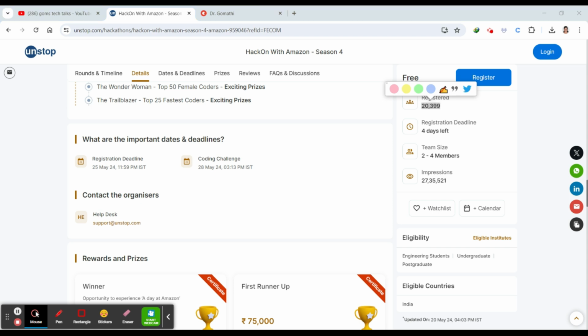Hackathon with Amazon Season 4 is not just a competition, it's a community of innovators, creators and problem solvers. By participating, you will gain invaluable experience, connect with peers and mentors, and have the chance to make a real impact with your solution. Whether you are looking to enhance your skills, network with industry professionals, or simply have fun creating something new, Hackathon with Amazon is the place to be.